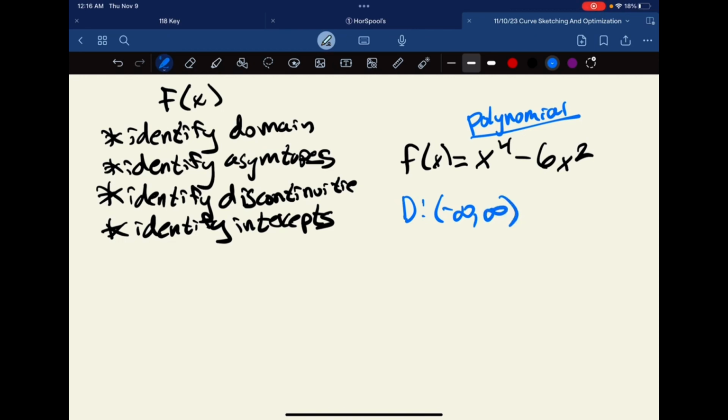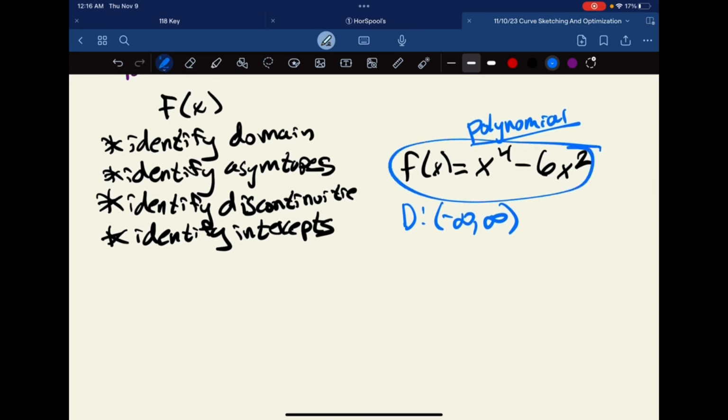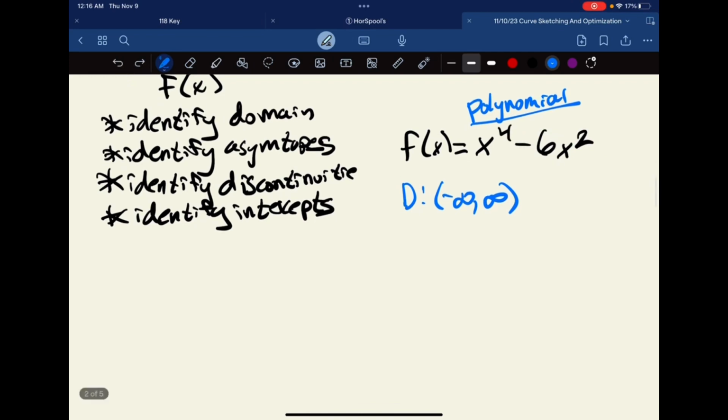These are functions that don't have any division. There's no numerators or denominators. There's no logarithms. There's no x's in the exponents. There's no craziness going on. It's just nice and simple. Maybe you have a minus, a coefficient, an x to a power, something like that. But generally speaking, there's not too much going on here. So for these types of functions, your domain is all real numbers, also known as negative infinity to infinity.